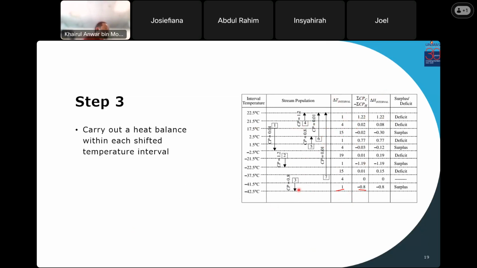So in this case, for example, from negative 42.5 to negative 51.5, only stream 3 exists. So the CP is negative 0.8. Why negative 0.8? Because CPC minus CPH. Then calculate the delta H, 1 times negative 0.8, then get negative 0.2.